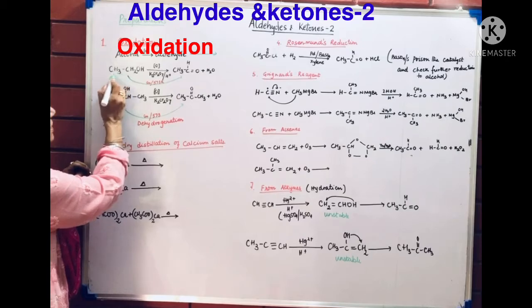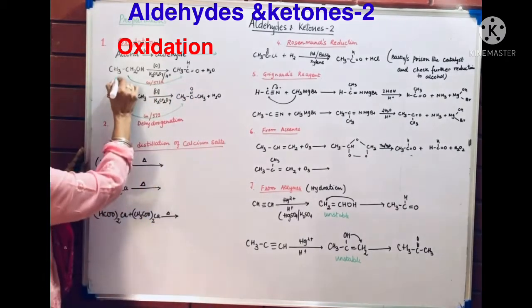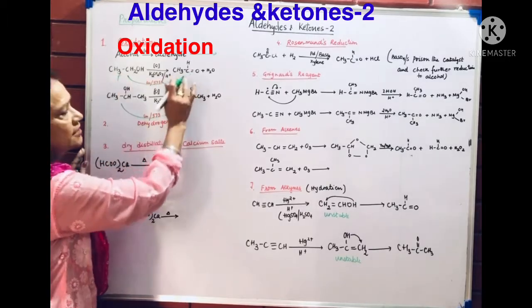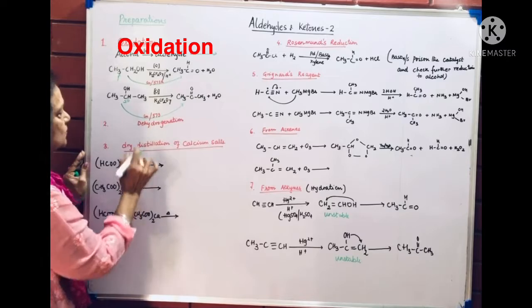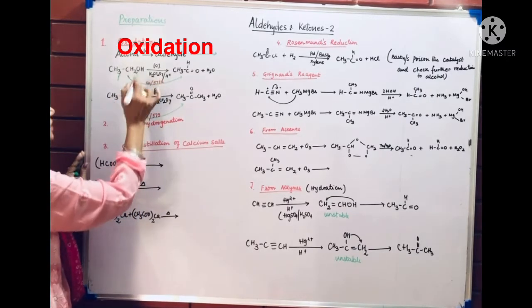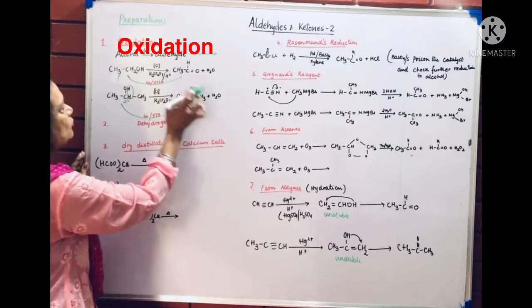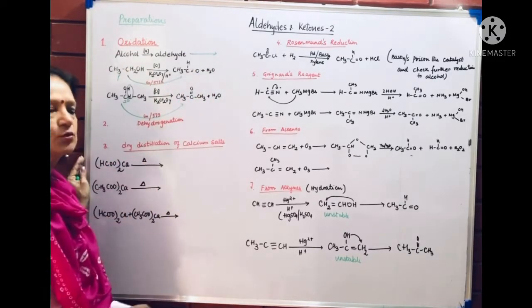There are 2 carbon atoms here, so an aldehyde containing 2 carbon atoms. Primary alcohols give you aldehydes. Secondary alcohols give you ketones. The reaction is taking place at this point, removing the hydrogen, and this oxygen forms water, removing hydrogen from here and this oxygen forms water.